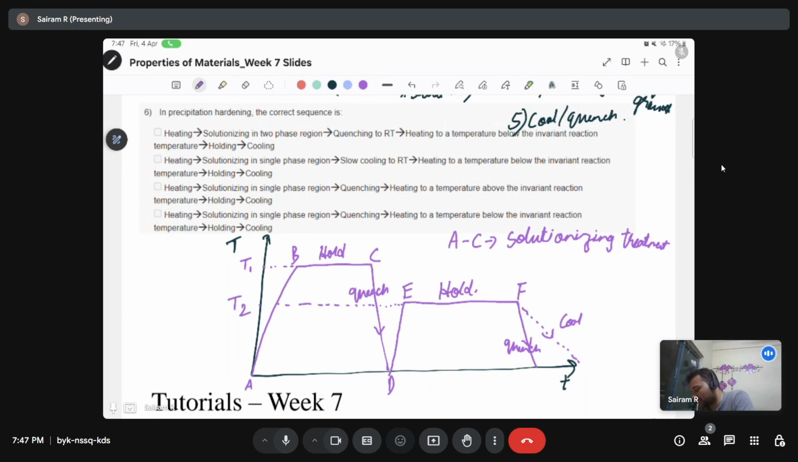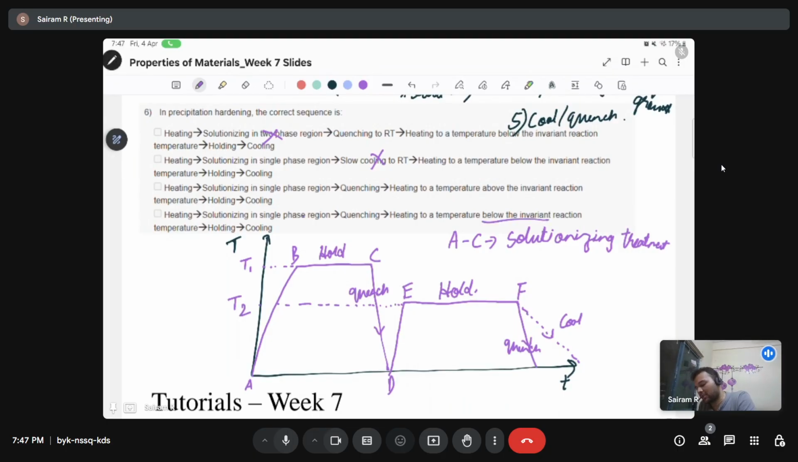So this option is definitely not going to work because this is in the two phase region. Everything else is in the single phase region, good. And after that, I don't slow cool. So my option B is also cut. So I have to choose between option C and option D, which is heating, solutionizing in single phase region, quenching. What is going to be my next step? What is this T2? This T2 is at a temperature below my invariant reaction.